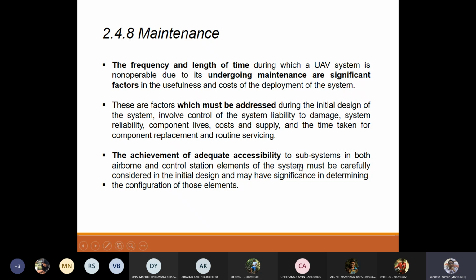The achievement of adequate accessibility to the subsystems, both airborne and control station elements of the system, must be carefully considered in the initial design. May have significance in determining the configuration of those elements. So this suggests you have to check all component-wise. Okay, so you should have adequate accessibility of each subsystem, either related to the aircraft or related to the ground control stations. Okay, so most of the time, for a smaller craft, we procure it, and if something is damaged, we don't have access to get that, correct? So all those activities should be done.